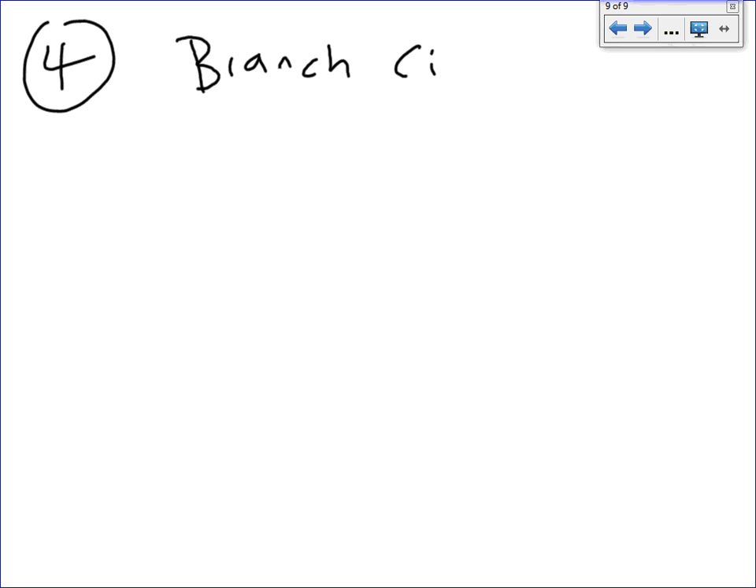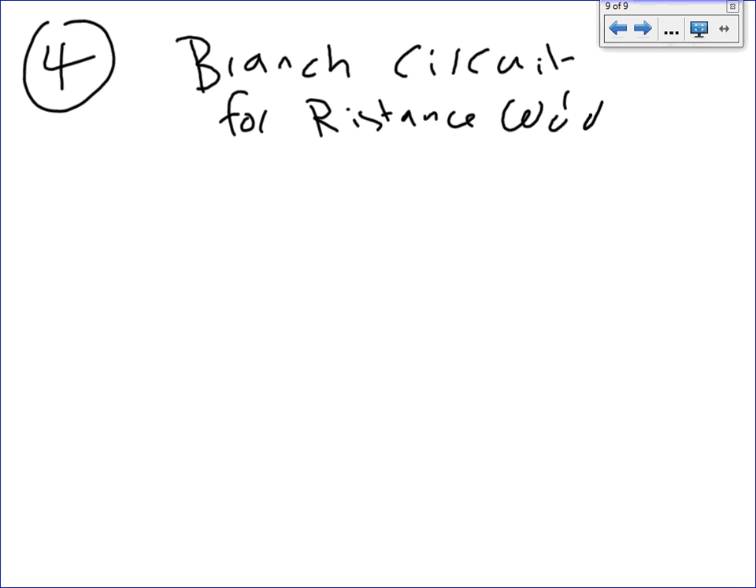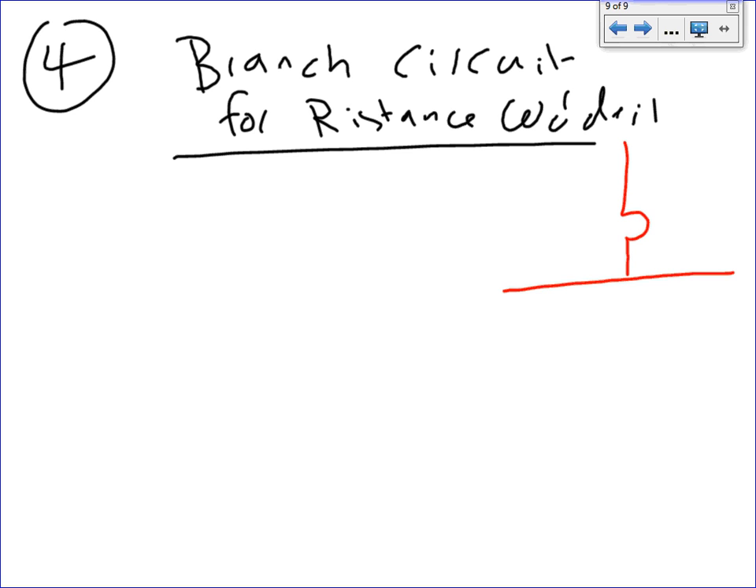This will be number 1, 2, 3, and this will be 4, right? This is number 4, branch circuit for resistance welders. What does that mean? Here's my overcurrent protection device, here's my panel. This was 80, right? This was 125 amp, and then I'm pulling to my 40 amp.